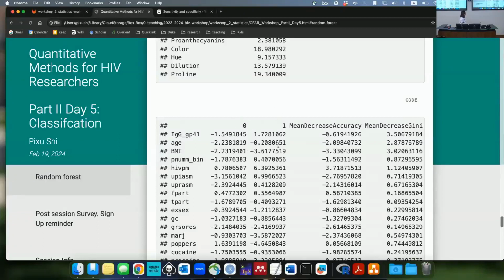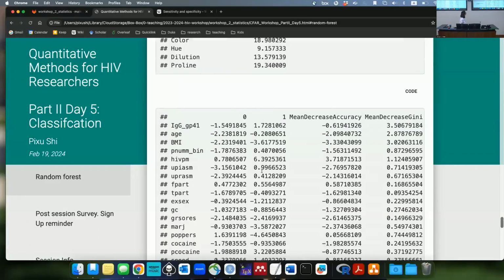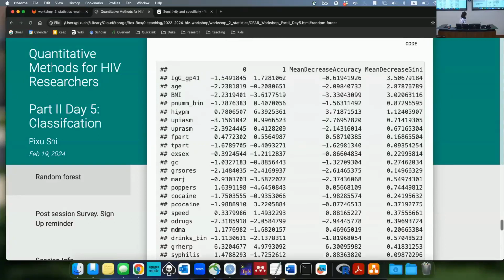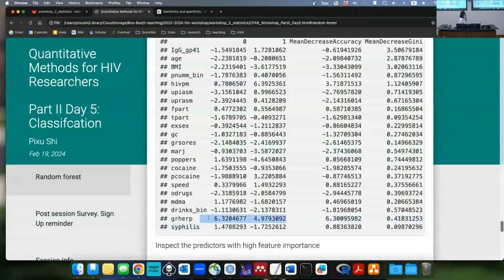And that's recorded here. So shuffling, for example, this one. This is the number of HIV positive partners. If you shuffle this one, it's going to have a big impact on the misclassification for the positive cases. But it has a very small impact on the negative cases. For this one, if you shuffle it, it will have a big impact on the classification accuracy for both classes.